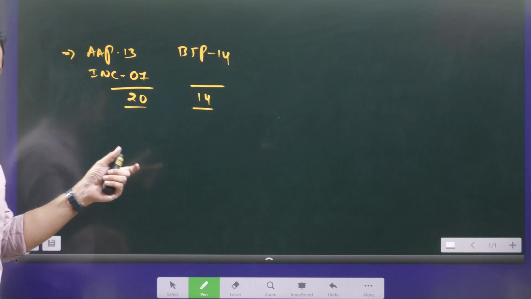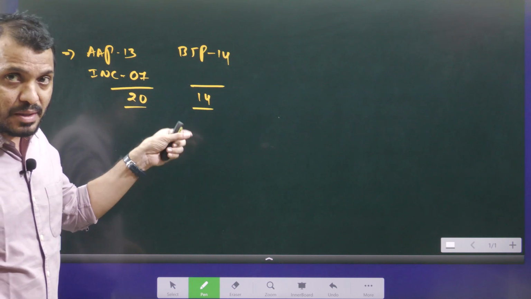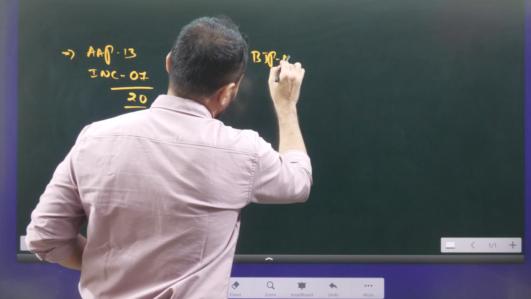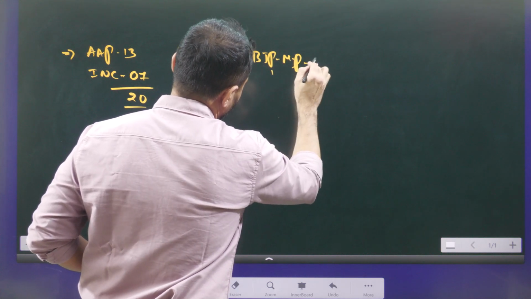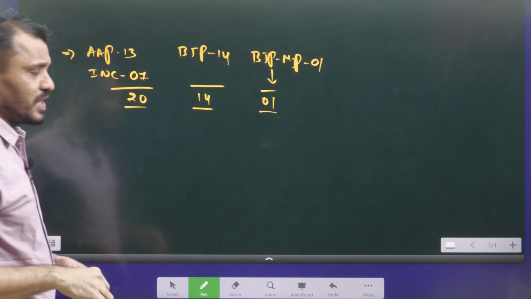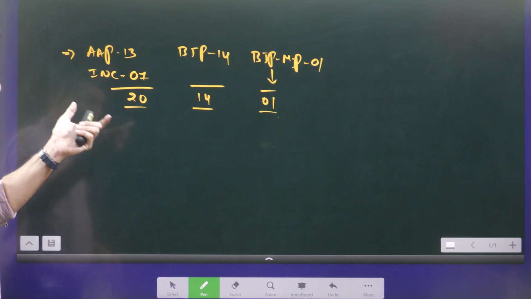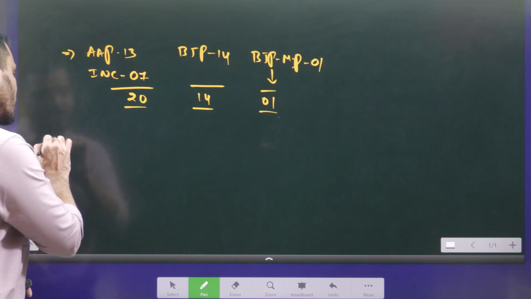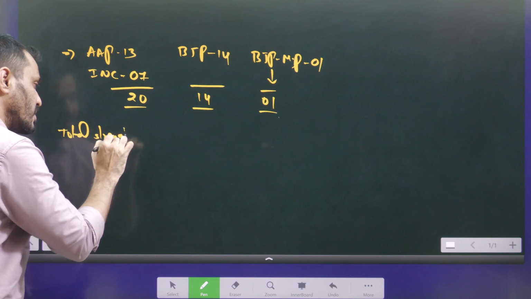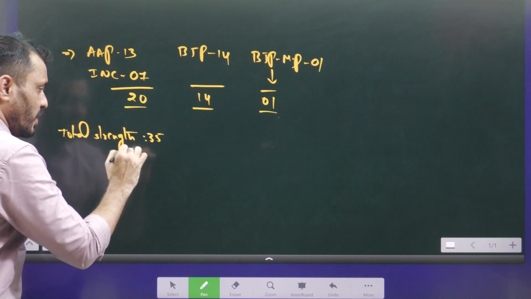And of course in the Chandigarh Mayor Election, the Chandigarh MP can also vote. The BJP MP is one vote. So overall they have 15 votes and AAP and INC have 20 votes. What is the total strength of the Chandigarh municipal election? Total strength is 35.